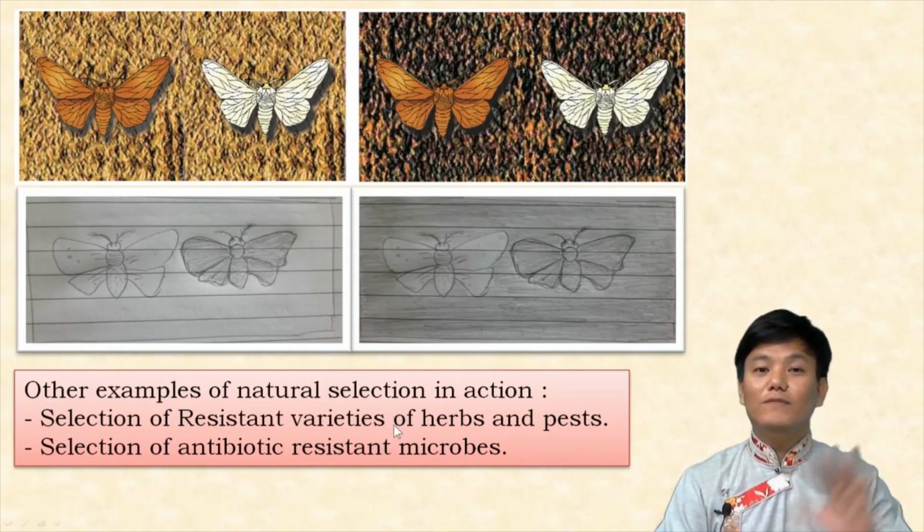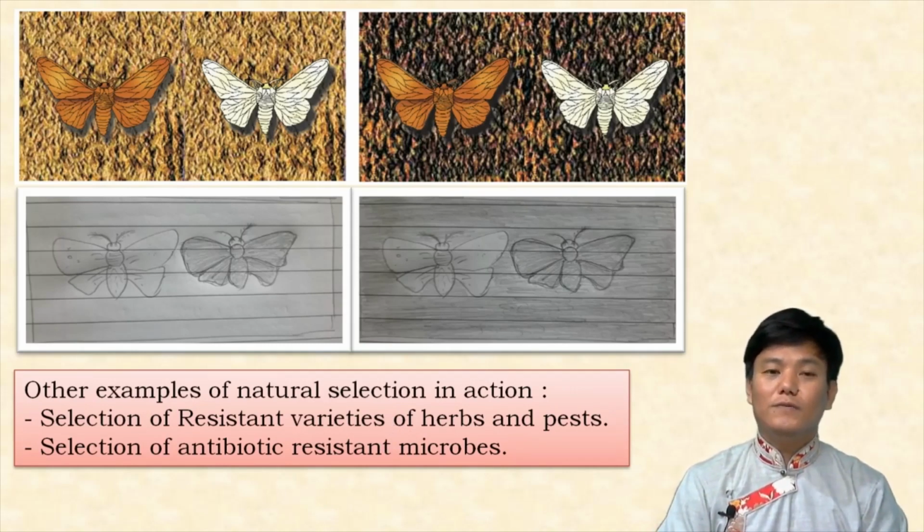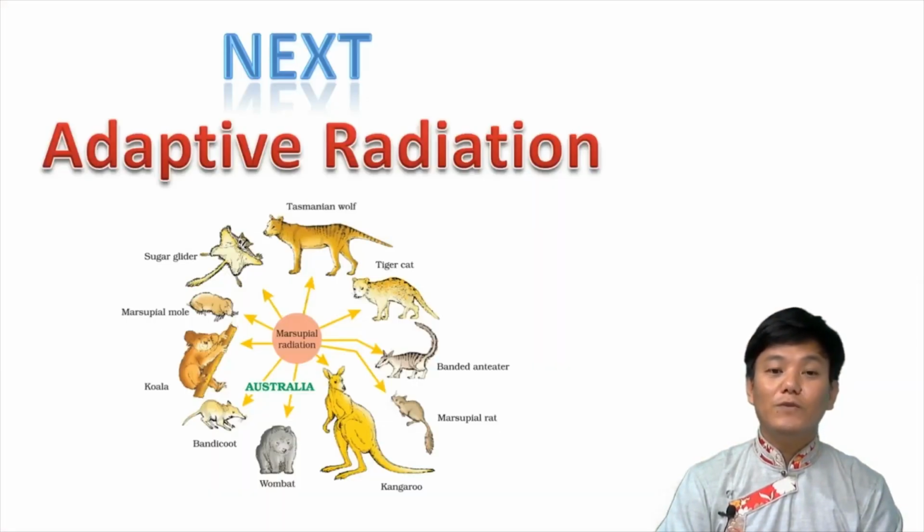So now we have discussed all the evidences available for evolution that are provided in your textbook. In the next video, we will discuss adaptive radiation. Okay, so please read about adaptive radiation, and then you can watch the next video.